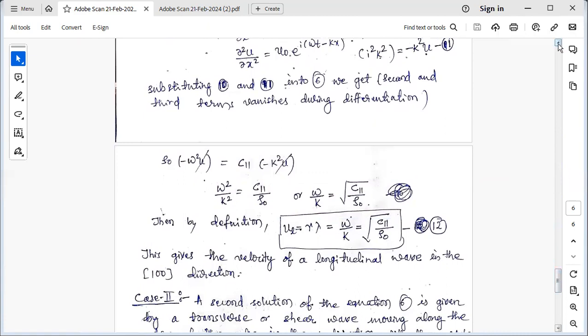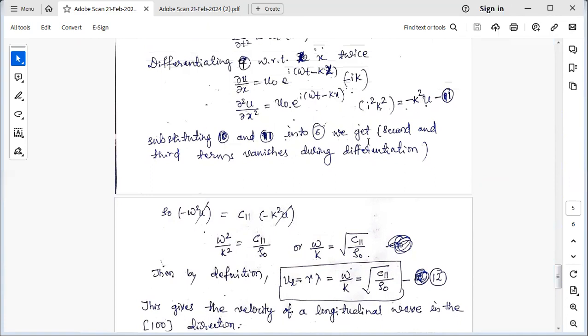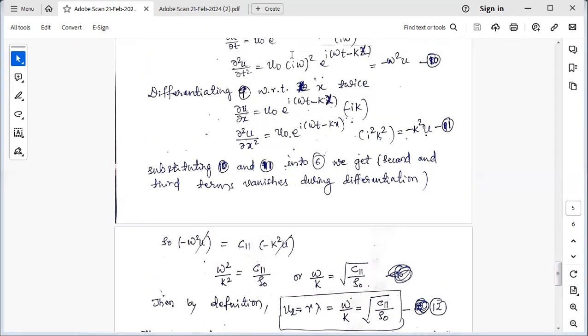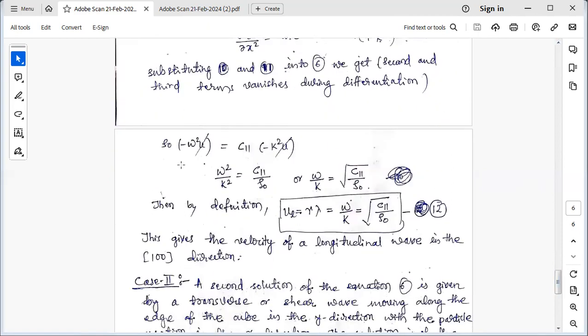So from equation 11, dou square u by dou x square means minus k square u, that we have written. And rho naught dou square u by dou t square was there, so from equation 10 it is minus omega square u. Substitute these two values, and what happens? This u gets cancelled, the negative sign gets cancelled. So this becomes omega square by k square is equal to C11 by rho naught, or you write omega by k is equal to root of C11 by rho naught.